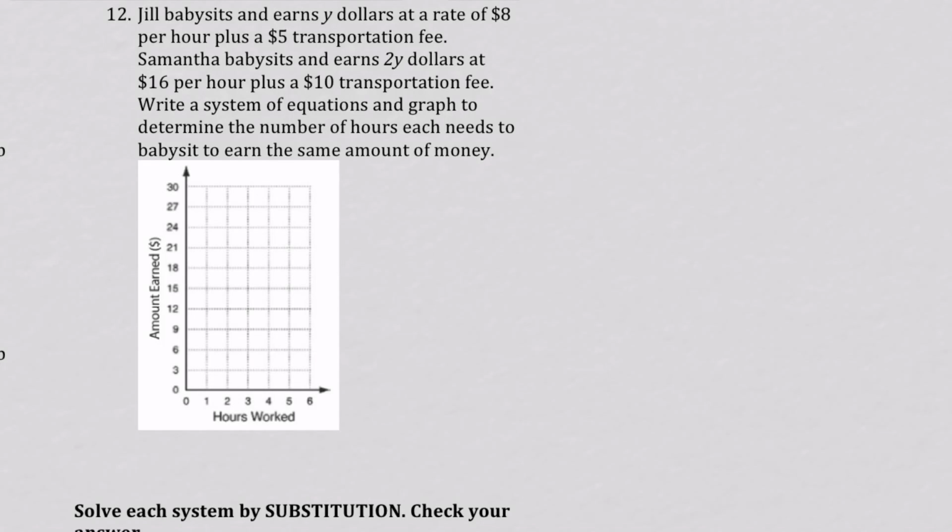All right, let's do number 12 together. It says Jill babysits and earns y dollars at a rate of $8 per hour, plus a $5 transportation fee. Samantha babysits and earns 2y dollars at $16 per hour, plus a $10 transportation fee. Write a system of equations and graph to determine the number of hours each needs to babysit to earn the same amount of money.